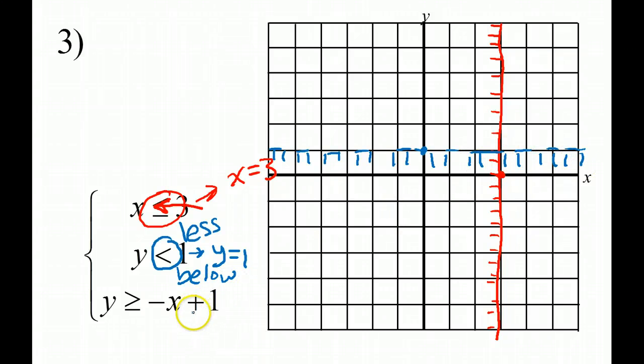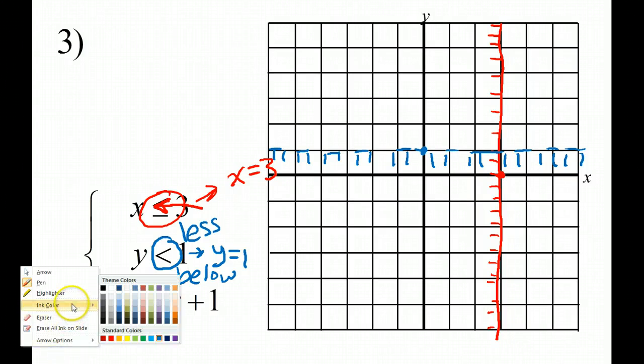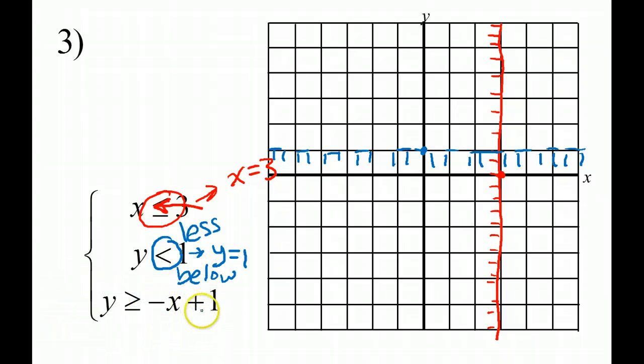Okay, now the third line. Let's see, should I do green or purple? Yellow. Okay, green it is. So we start off with the positive 1, that y-intercept. So there's my y-intercept. But then I'm going to do the slope, which is negative 1 over 1. I always go to the right at first. So I'm going to go down 1, right 1 from here. So that's going to look like this.